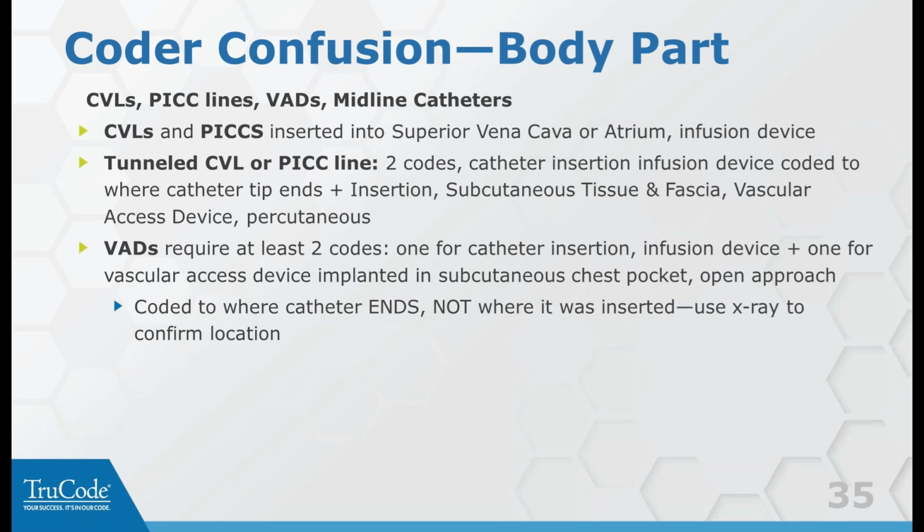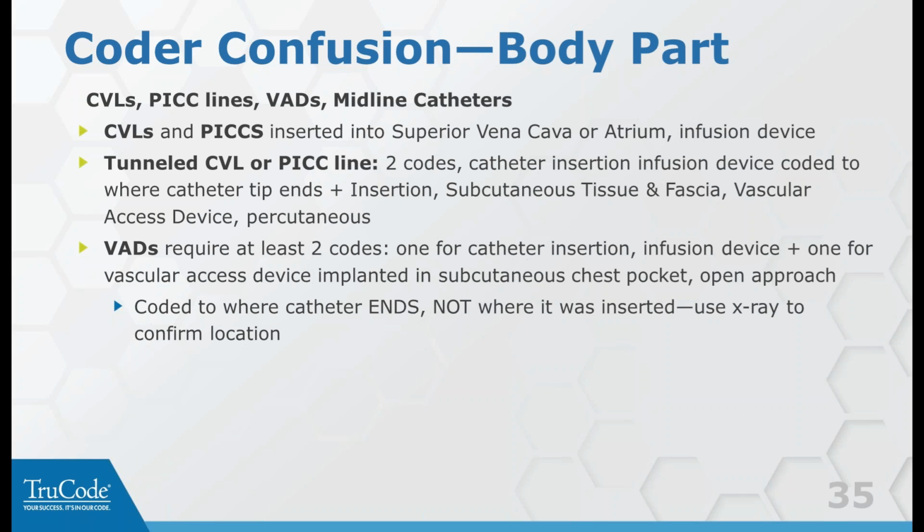I still see a lot of coders that are coding them to the site of insertion rather than where the catheter tip ends. If you have a tunneled CVL or a PICC line, this is also causing a lot of confusion out there right now and a lot of differing opinions, because that tunnel portion throws that procedure into an OR procedure for certain diagnoses. But from everything that I have been taught and read and seen, it does require 2 codes to code a tunneled CVL or PICC line.